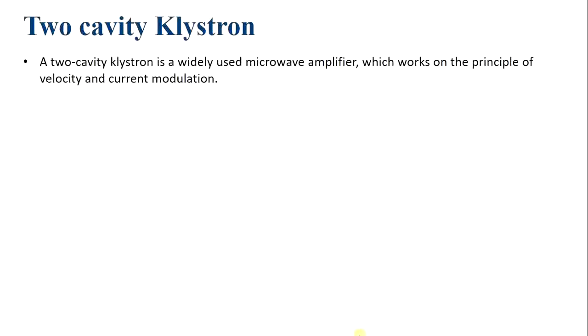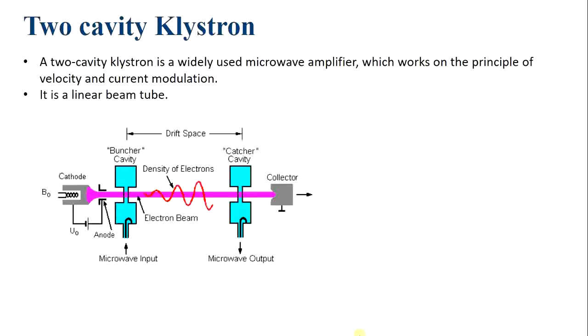Let's start with the two-cavity klystron. A two-cavity klystron is a widely used microwave amplifier which works on the principle of velocity modulation and current modulation. In the previous lecture we discussed the principle of velocity modulation that we are going to apply here in the two-cavity klystron. As I said, this two-cavity klystron is a linear beam tube. You can see this figure showing the construction of the two-cavity klystron.